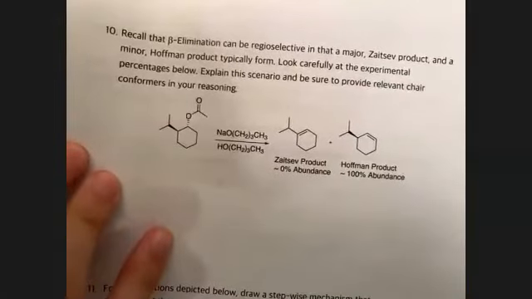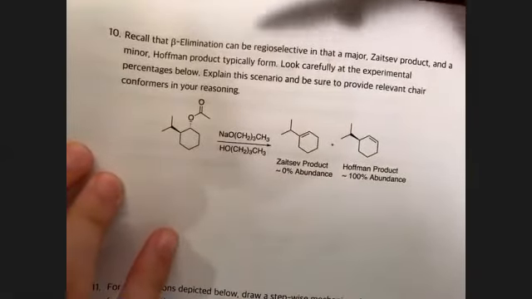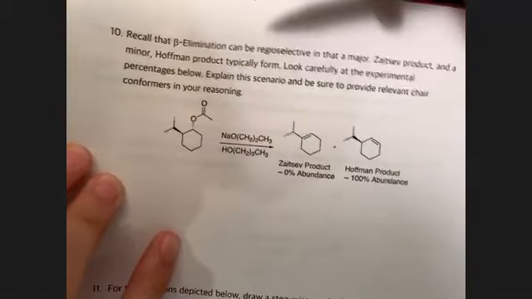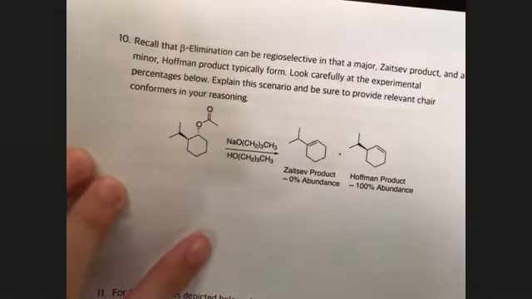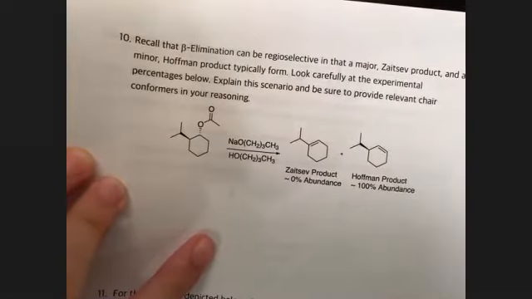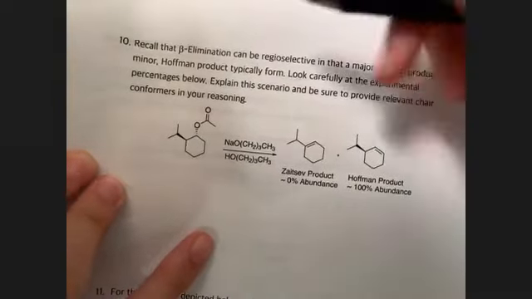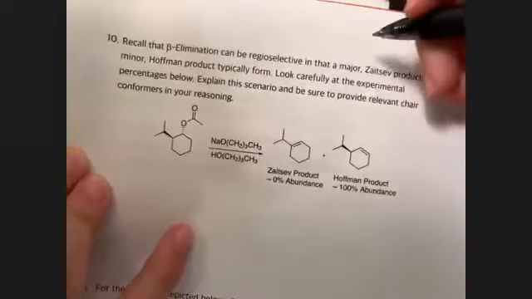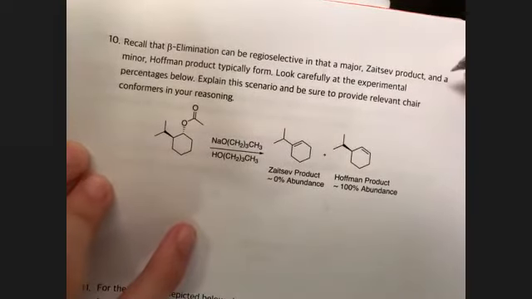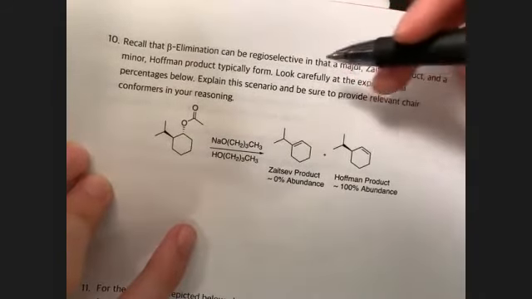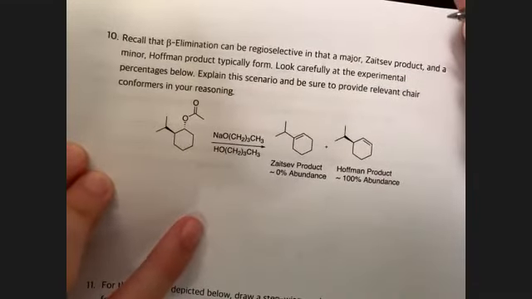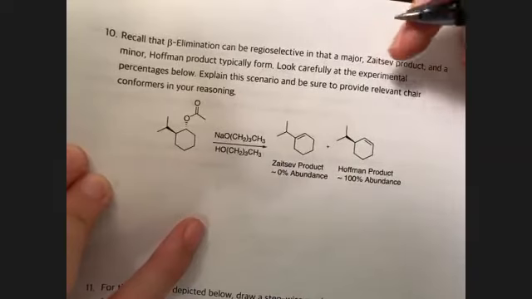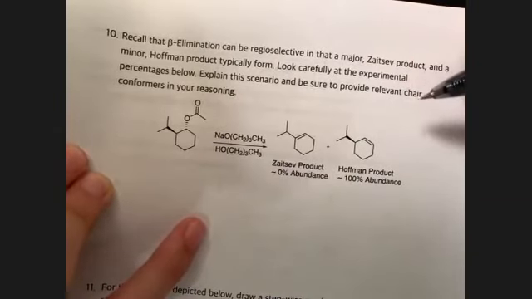Okay, so let's read this. Recall that beta elimination. This is a really good question. I wrote this last summer, and I thought this is really good for teaching the specific paradox that we have going on here. So recall that beta elimination can be regioselective in that the major Zaitsev product and a minor Hofmann product typically form. We just talked about that. Look carefully at the experimental percentages below and explain in this scenario why we got the percentages that we did.